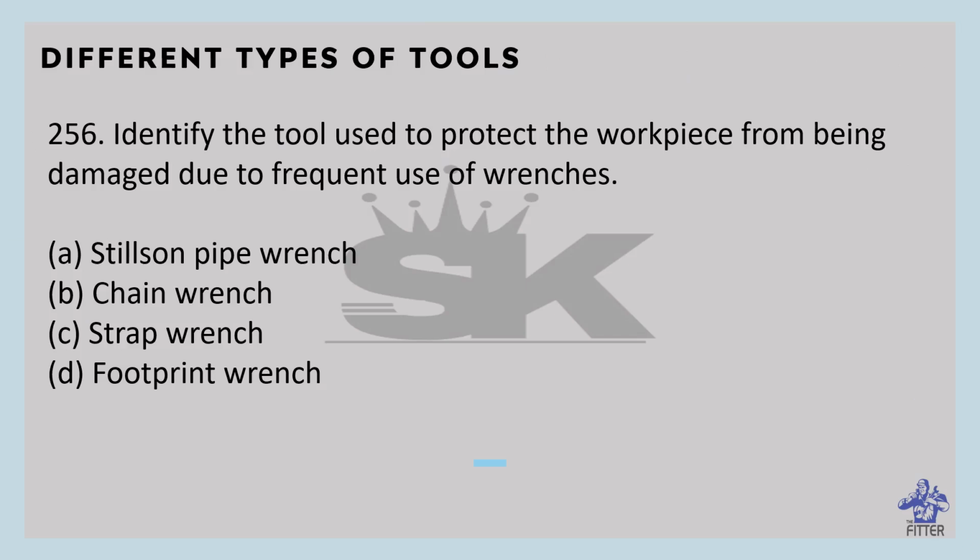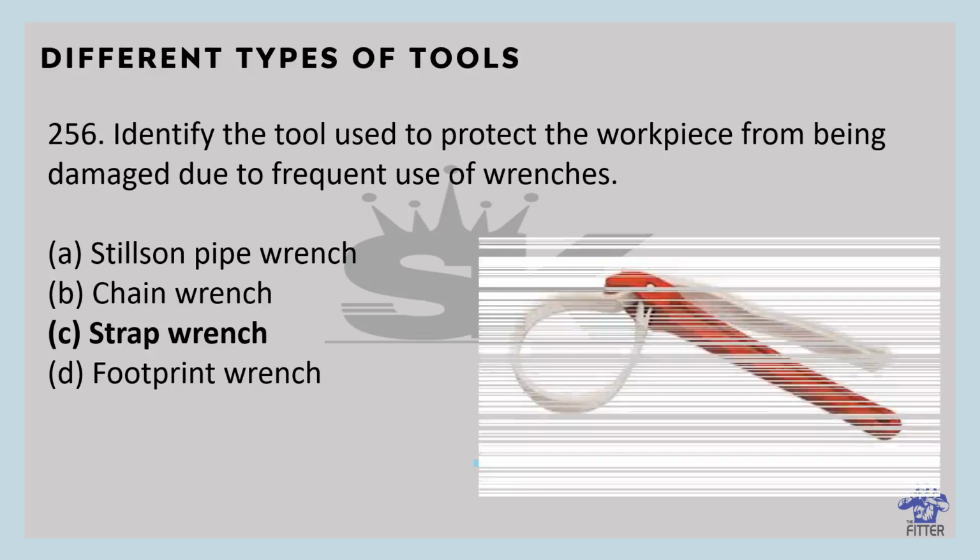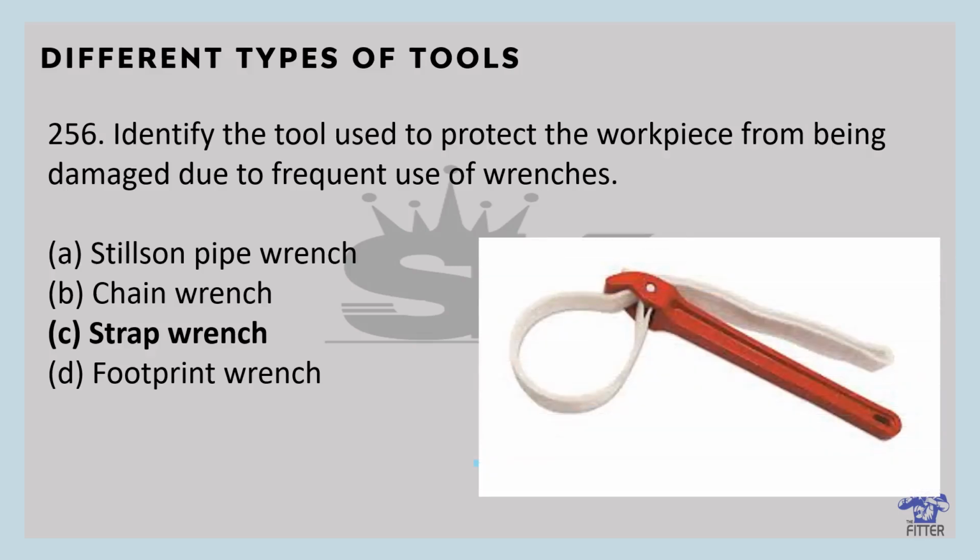Identify the tool used to protect the workpiece from being damaged due to frequent use of wrenches. That is strap wrench. You can see here in the image, that is the strap wrench. A strap wrench is used on finished tubular surfaces to avoid marking or damage. These wrenches have metallic straps by which the surface can be tightly gripped.